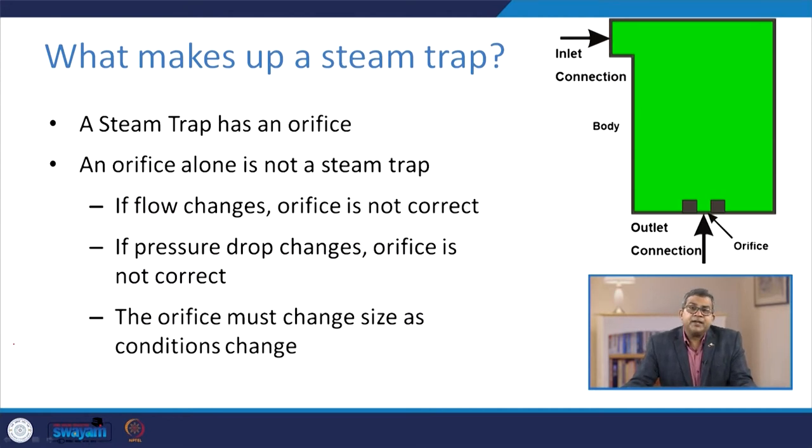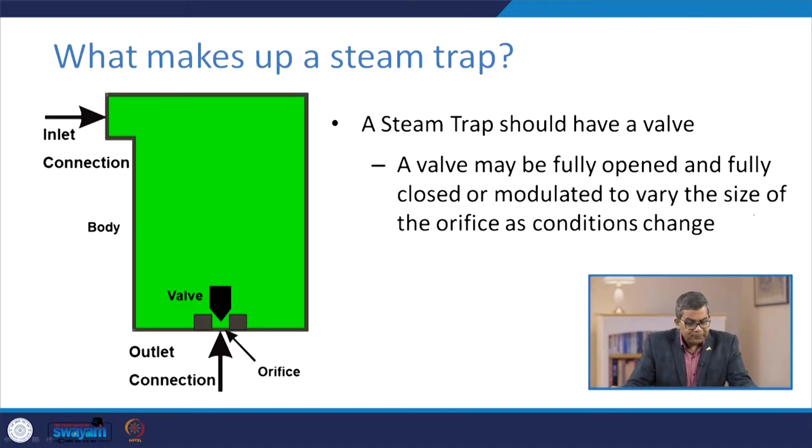Now, the question is again, what makes up a steam trap? Usually a steam trap has an orifice, as you can see here. An orifice alone is not a steam trap. If flow changes, the orifice is not correct. If pressure drop changes, the orifice is not correct. The orifice must change size as conditions change. Here you can see the inlet connection, a body and an outlet connection, which form a rough diagram of a steam trap.